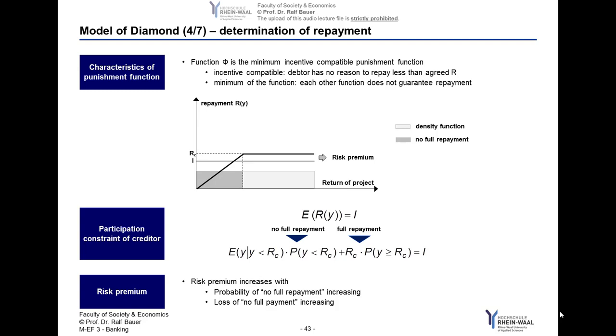The risk premium shall cover the expected loss of our creditor in case of a no full repayment, and of course the risk premium will be the higher, the bigger the probability is of no full repayment, and of course the bigger the extent is of the loss in that loss case. So we can generally state that the risk premium, which is the difference between RC and I, will increase with, for example, a smaller Y min and a bigger probability of a loss.